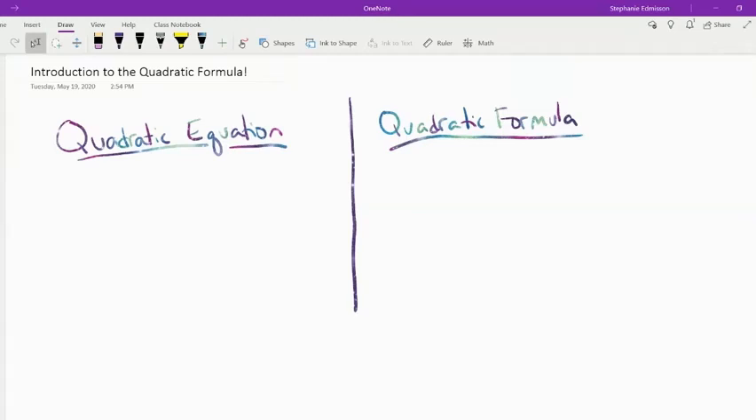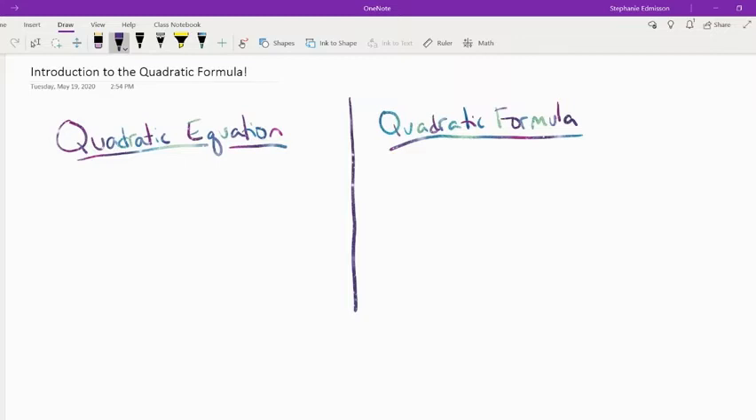Hey everybody, it's Miss M, and today we're going to learn about a thing called the quadratic formula. So this whole time we've been talking about quadratic equations, and now we're going to talk about the quadratic formula. So I wanted to quickly review what is the quadratic equation.